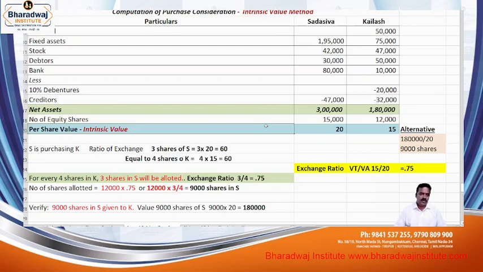In the books of Yes Limited, amalgamation in the nature of purchase. Start with the first entry. What is the first entry? Business purchase account, debit, to liquidator of K Limited.